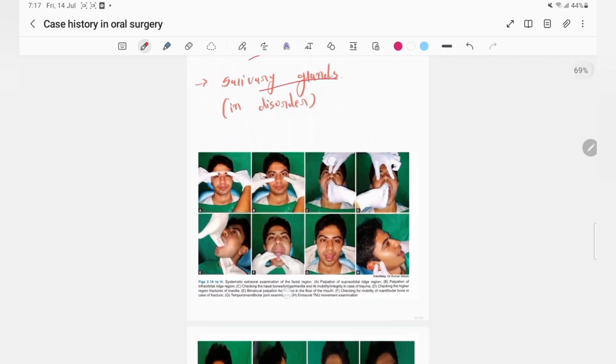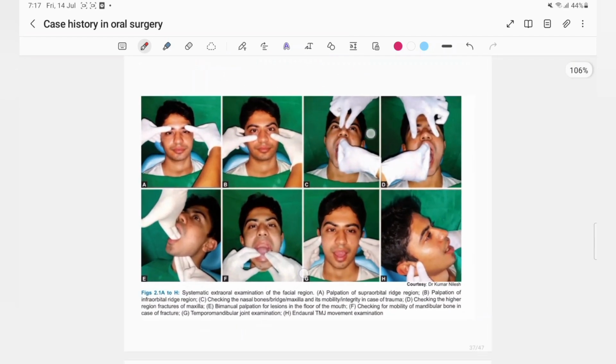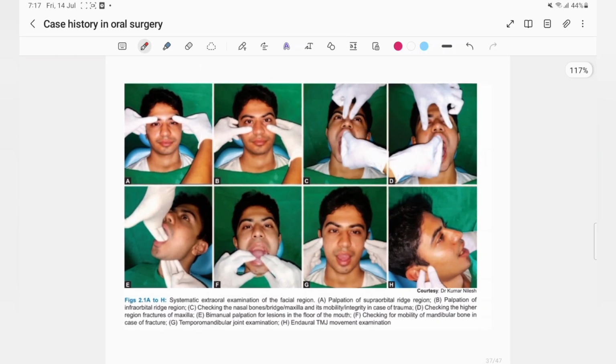So this is an image from Nilima Malik. In this you can see how to palpate all those regions. In the first image we can see palpation of the supraorbital ridge. Then in the second we can see infraorbital ridge palpation. Then third is checking the nasal bones or bridge or maxilla and its mobility and integrity in case of trauma.